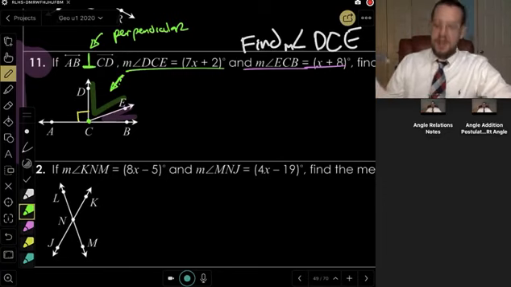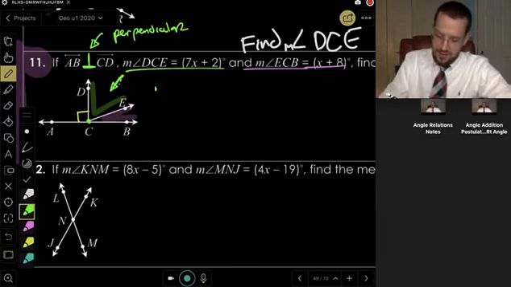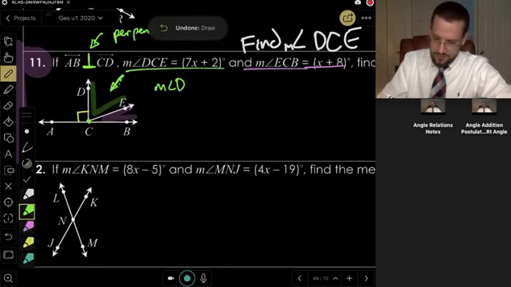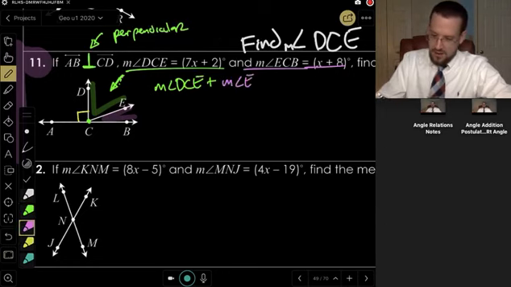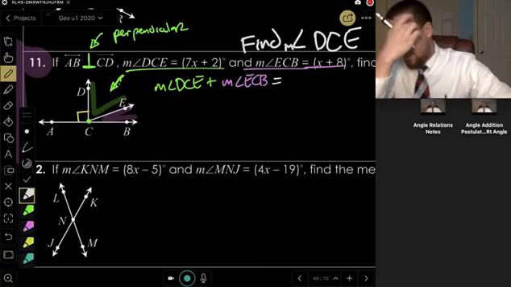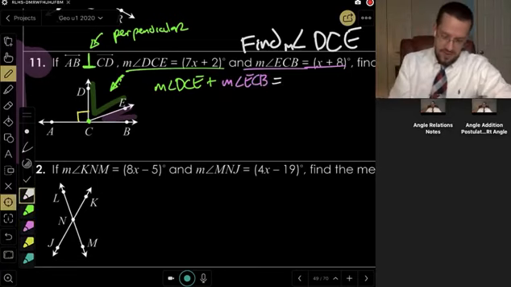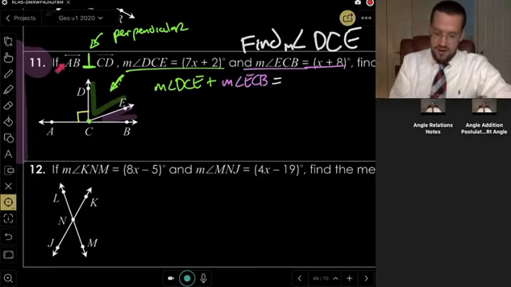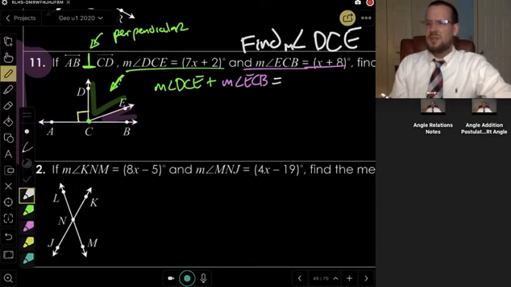So we know that we're going to have to add two things together, right? We're going to have to take the measure of angle DCE plus the measure of angle ECB, and it's going to have to be equal to some value. My question to you all is that this is a straight line, right? AB is a line here. So this forms a straight angle. And what's the measure of a straight angle?